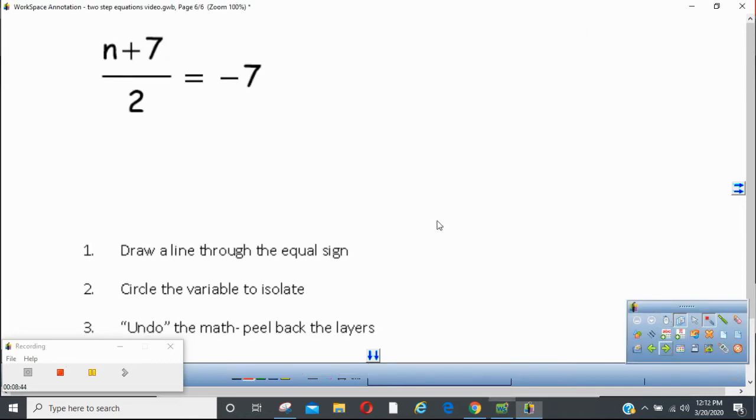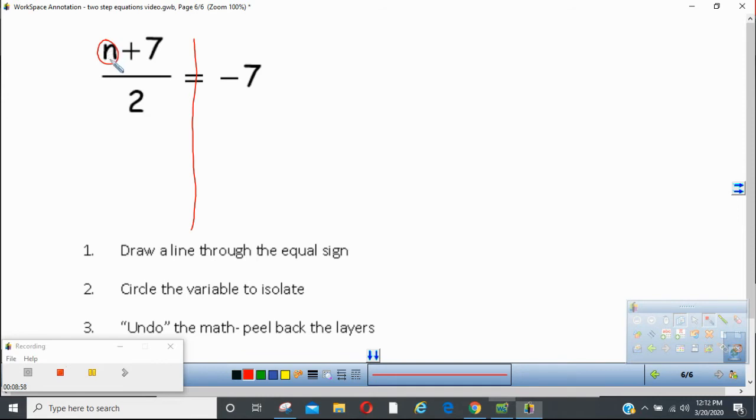All right, and then this last one looks weird. We've got a huge fraction bar here, okay? But let's still follow our steps. So before we start panicking, let's follow our steps. Let's draw our line. Let's go circle our variable. All right, so my eyes are right here.